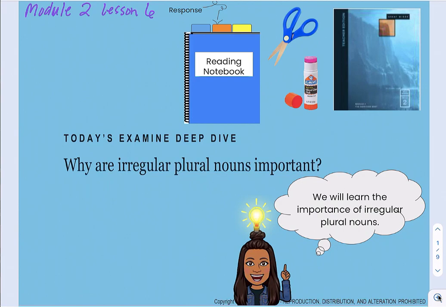Hi, second graders. Today we are doing the deep dive for lesson 6 of module 2. You will need your reading notebook. We'll use the response section today, a pair of scissors, a glue stick, and your blue student workbook. Today we will learn the importance of irregular plural nouns.